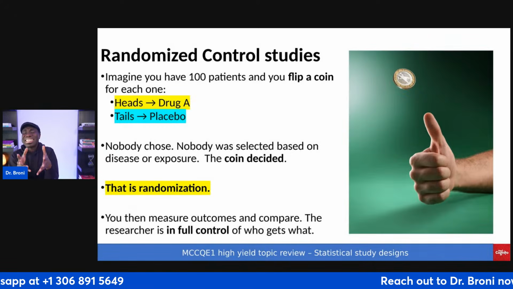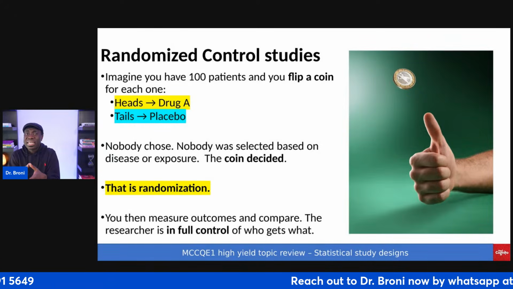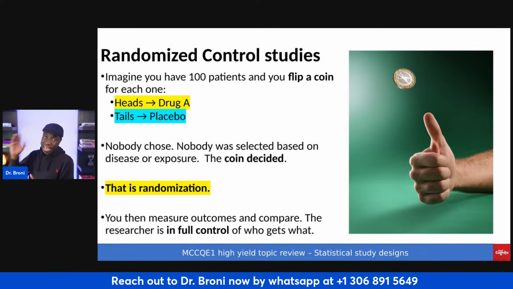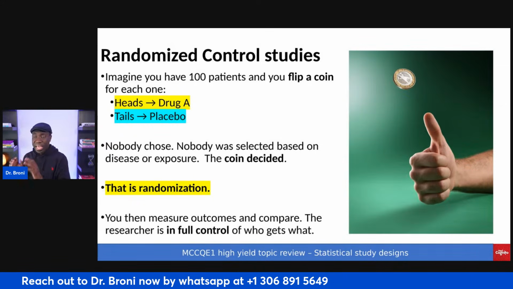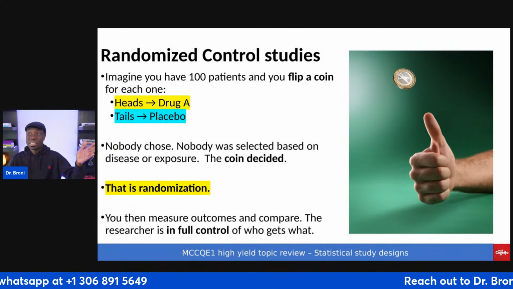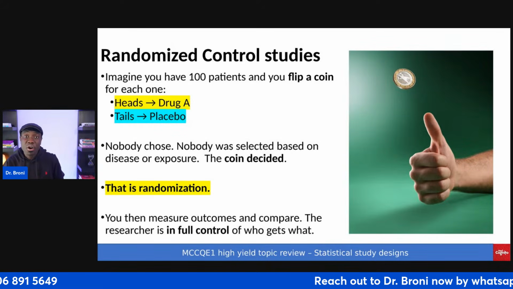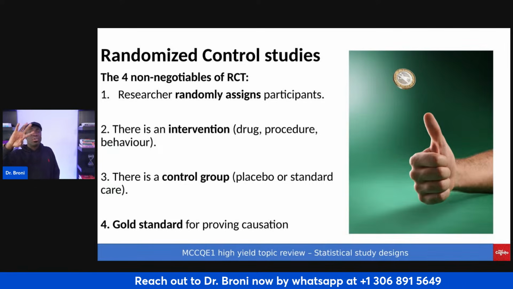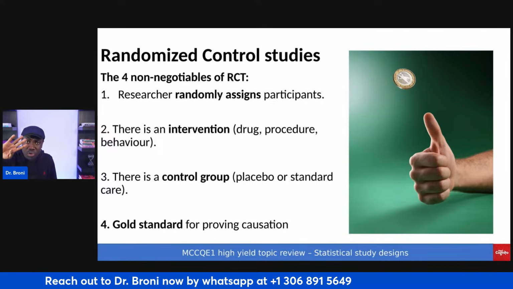The researcher is here in full control of who gets what, because you put them in a random group, A and B. For the A people, you give them a particular drug. For the B people, you give them a placebo. And then you see what has been the effect of this on them, and you measure it. So what are the 4 non-negotiables of a randomized control trial?